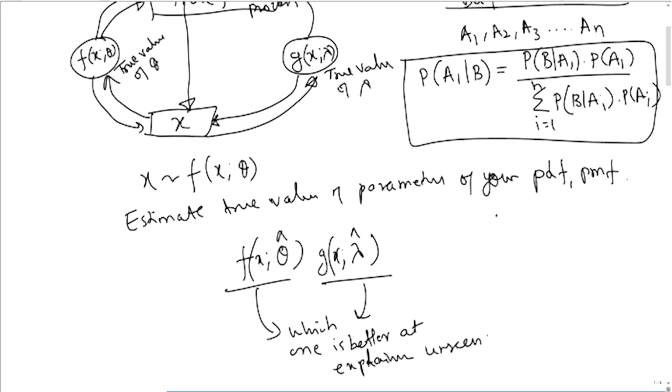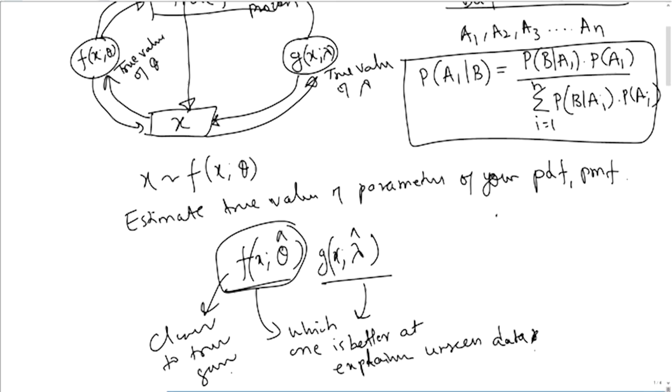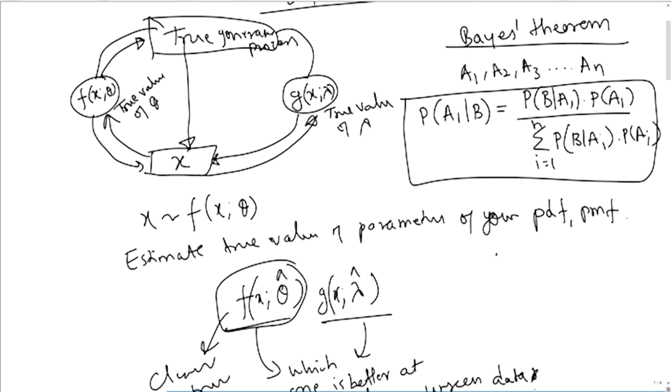So we will put these competing assumptions to some test, to see which one is better at explaining some future data or some unseen data. If this one turns out to be better at explaining unseen or future data, then we'll say that this process is closer to the true generative process. That is the whole workflow of inference.